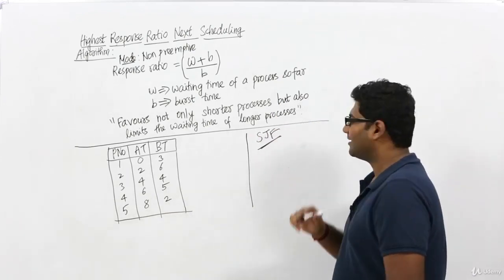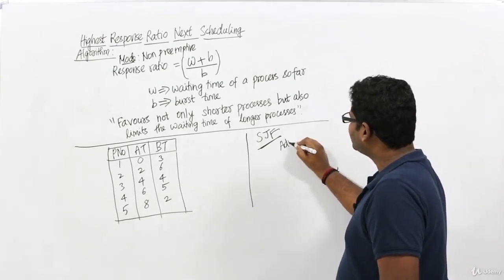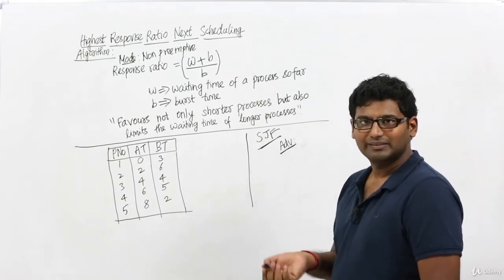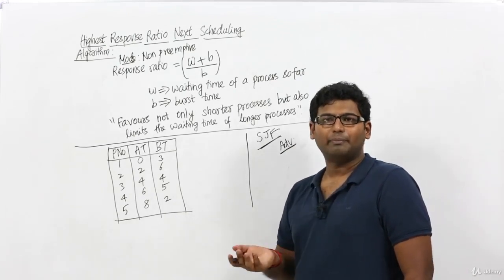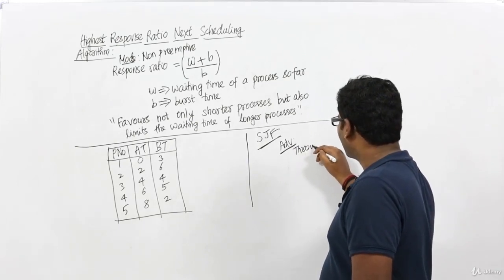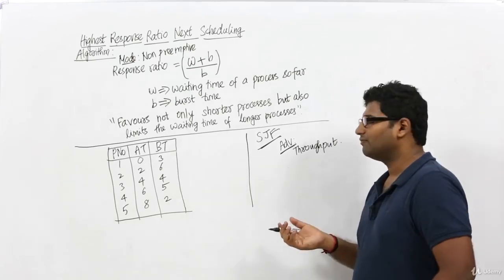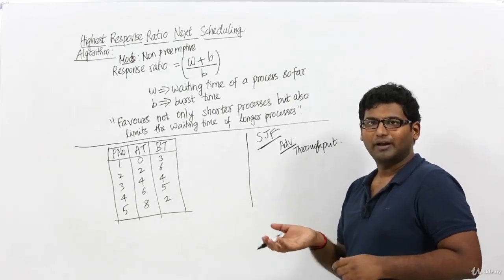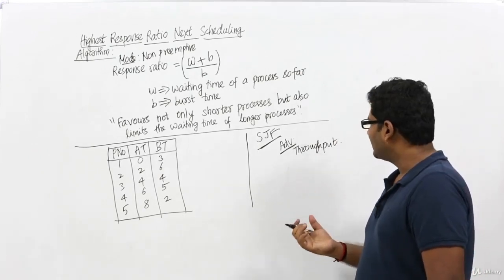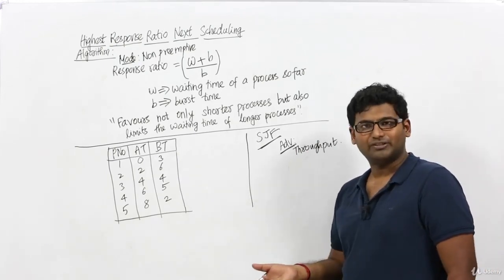Now coming to SJF, the advantage with SJF is that its throughput is very high, which means the number of processes completed per unit time is very high. Now how does the SJF scheduling algorithm achieve the highest throughput? Because it always considers the shortest processes.